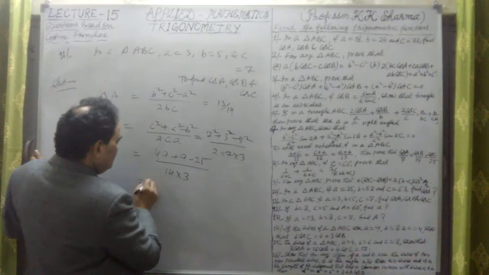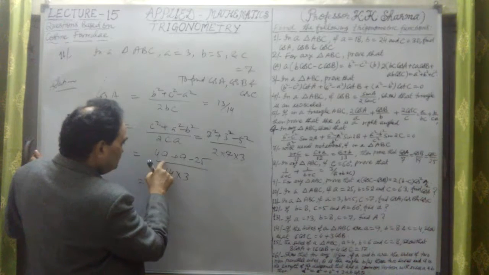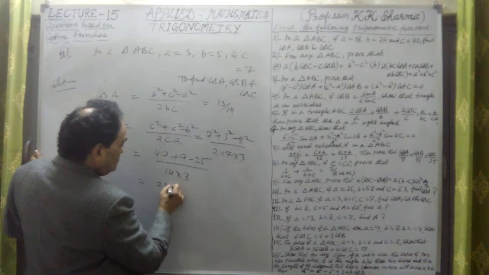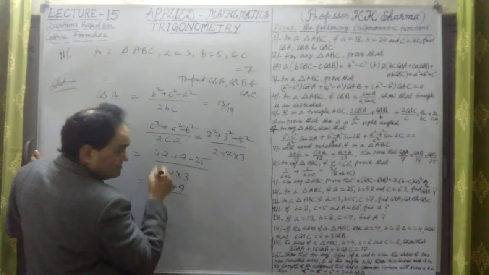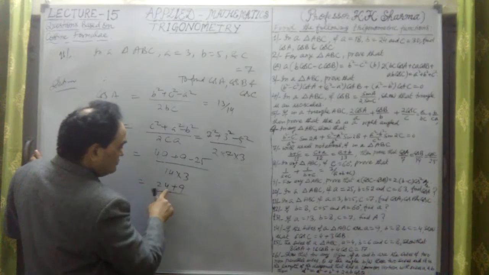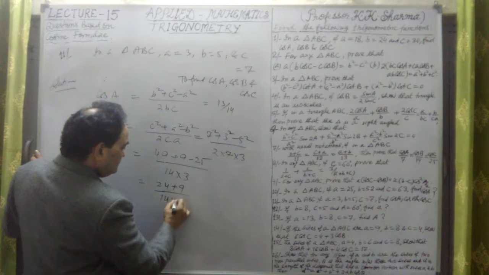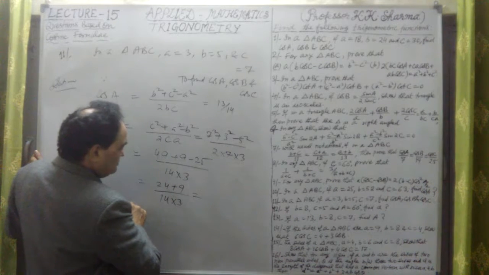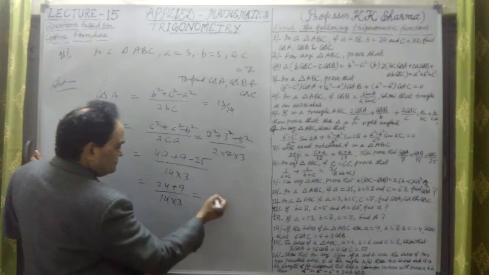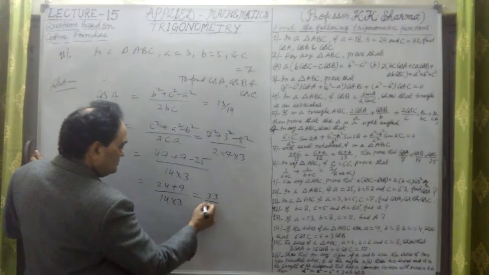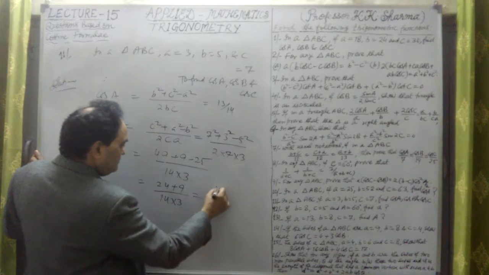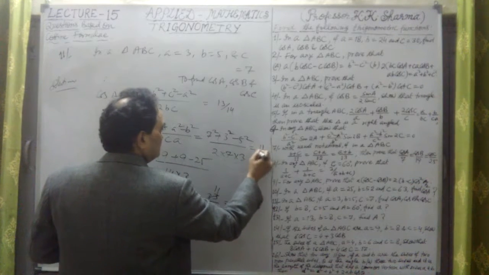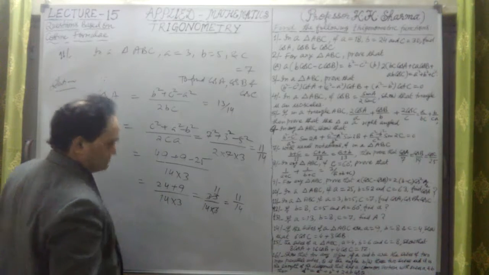We can multiply, but let me cancel them out. 49 minus 25, it is 24. 24 plus 9 is 33. What is 14 into 3? 33 divided by 14 into 3. That means 3 is 11 times. It is 11 by 14. So cos B is equal to 11 by 14. This is the answer. Let us now solve.